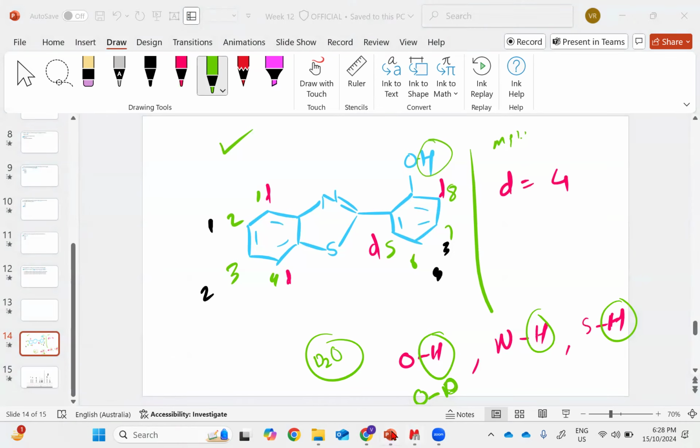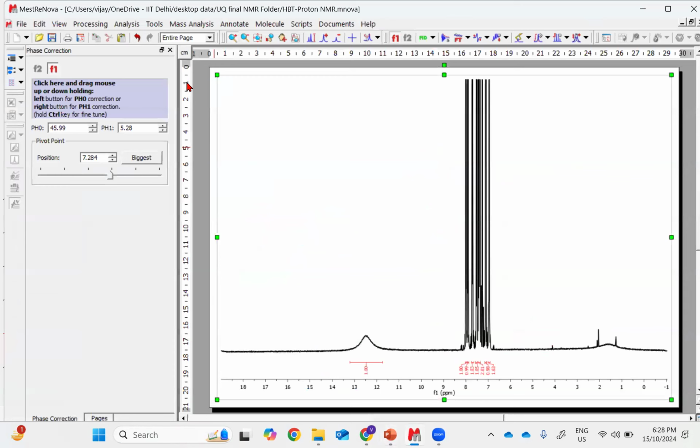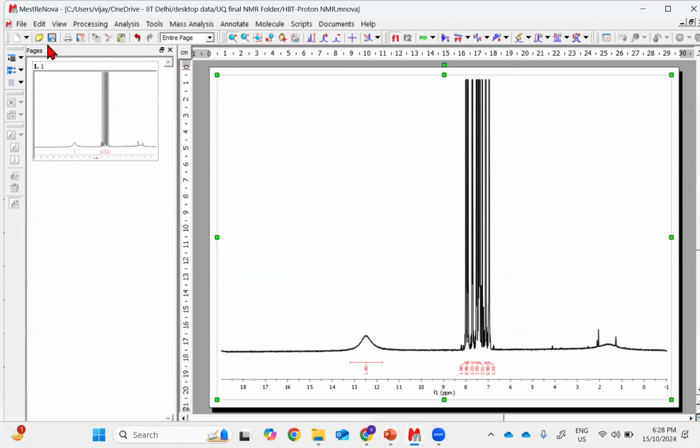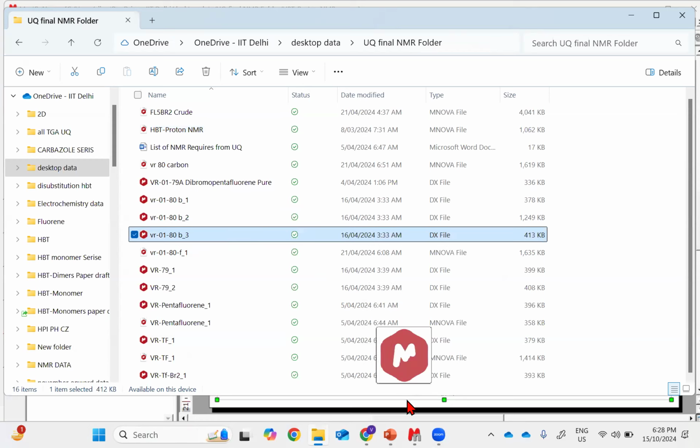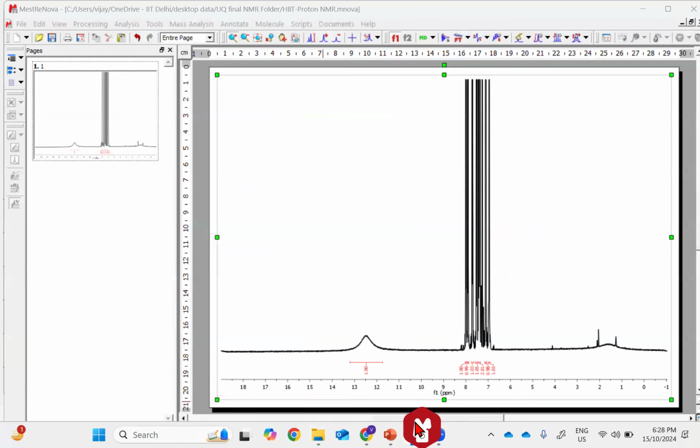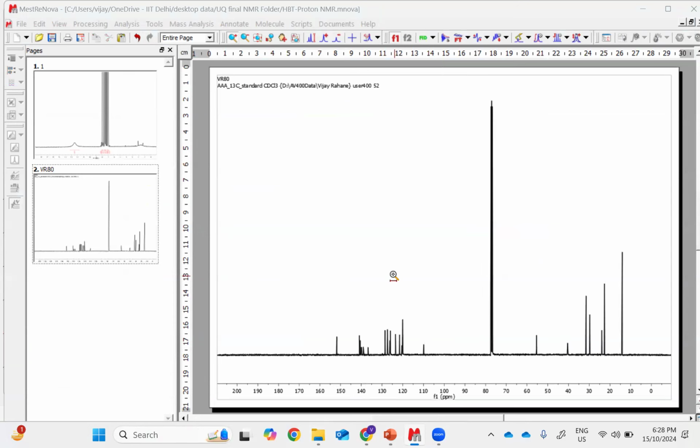We can process this one. So in case of 13C, I will just see whether I have any 13C spectra. So I have one molecule here. Right, so this is the 13C spectra of one of my molecules, which has peaks in the aromatic region as well as the aliphatic region.